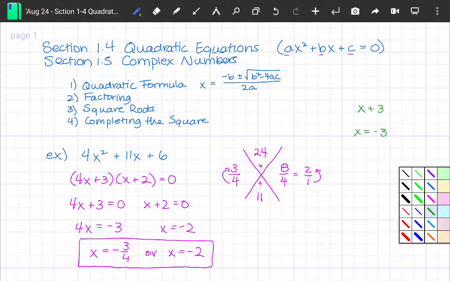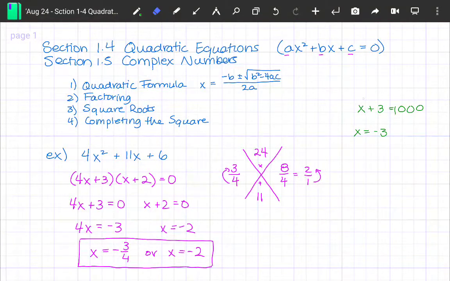Well, you don't know that x is going to be -3 if all I told you was x plus 3, because again, I haven't told you what it equals. Does x plus 3 equal 0? Okay, then you're right. It would be -3. But what if x plus 3 equaled 10? Well, that's not going to be -3 now. Or what if x plus 3 equaled 100 or 1,000 or whatever? You have to know what the expression equals before you can solve for x.